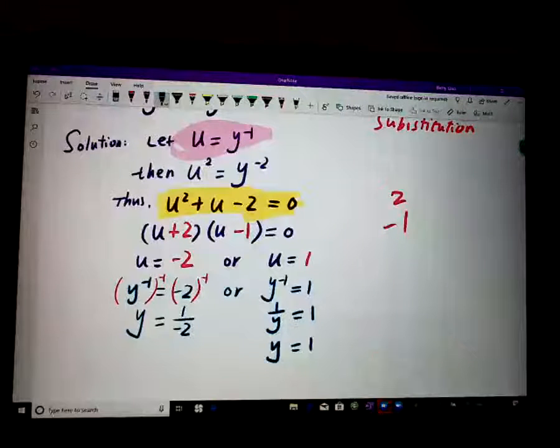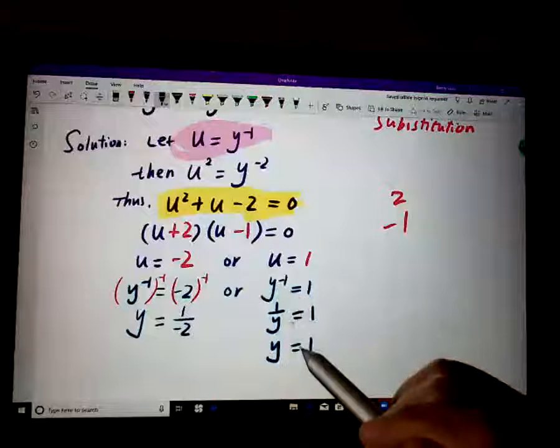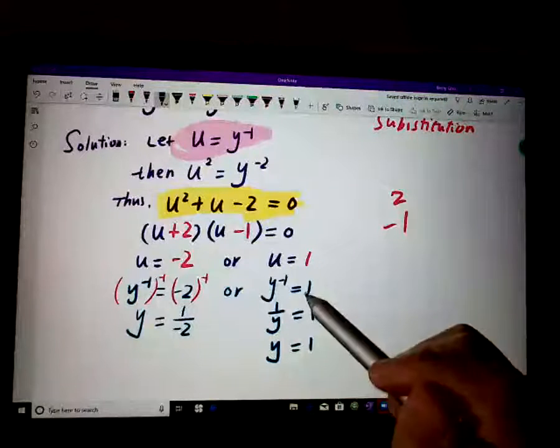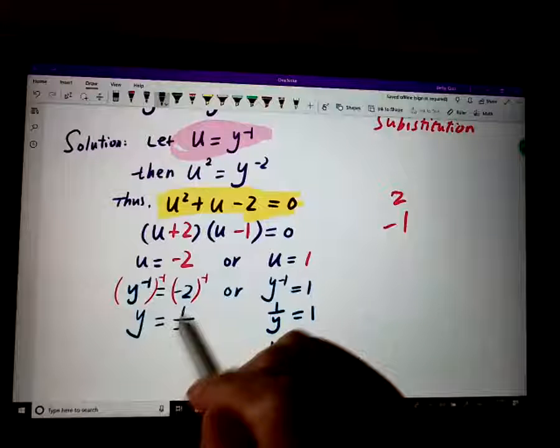Think about the reciprocal of 1. Yeah, you can either apply your result. You can put in y equals 1. 1 to the power of -1 is 1. The reciprocal of 1 is 1. Here the same thing. The reciprocal of 1 over -2 is -2.